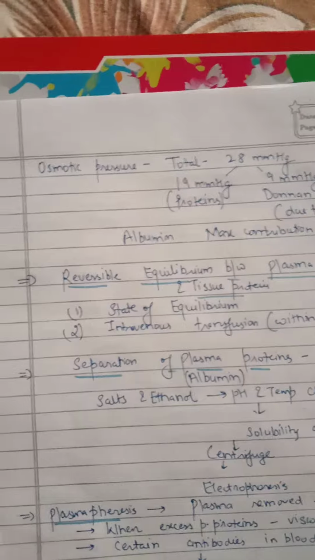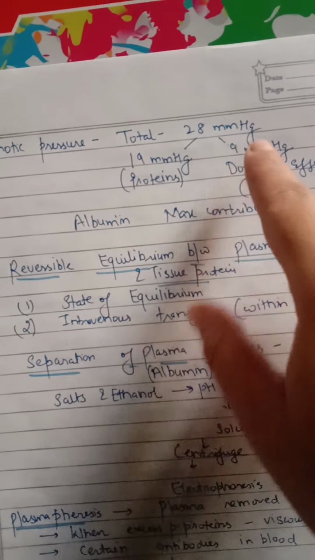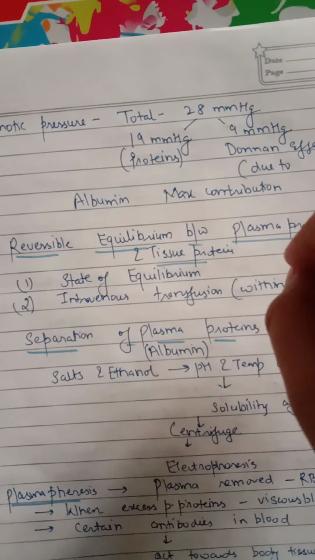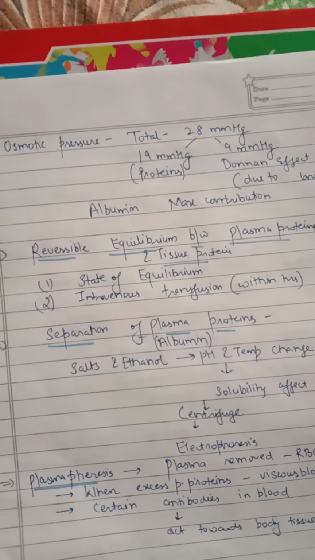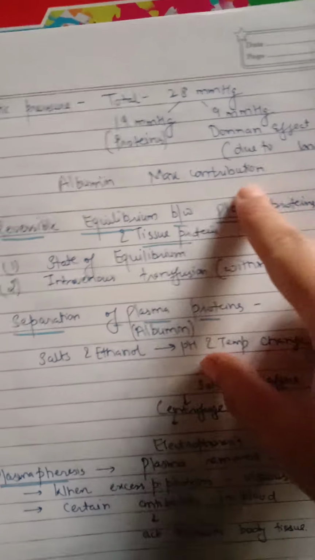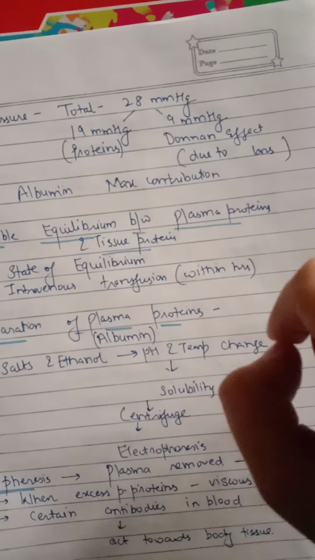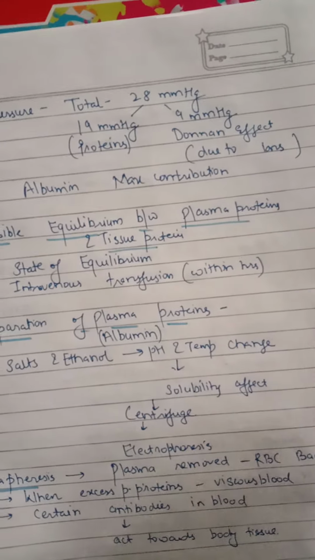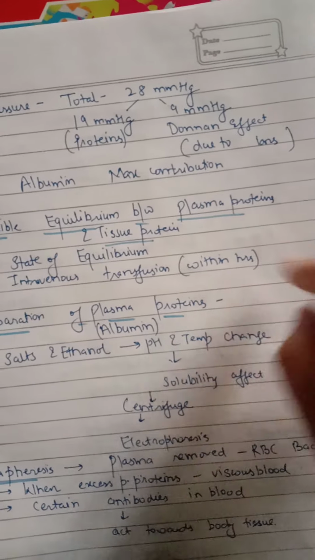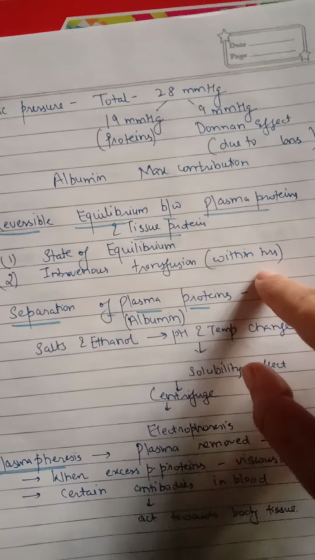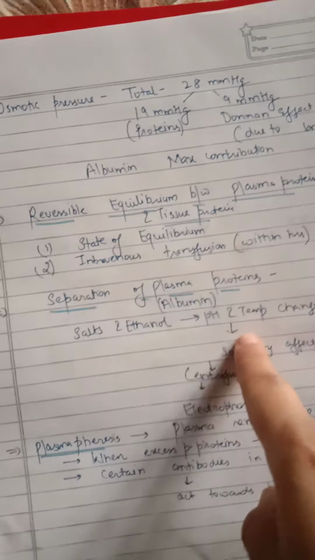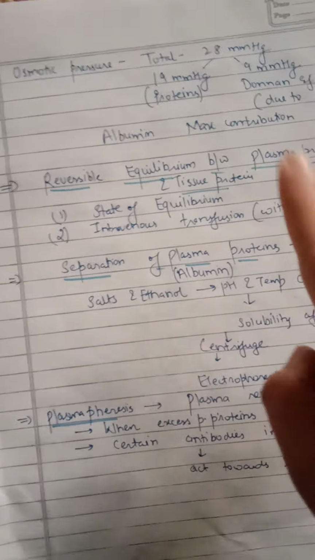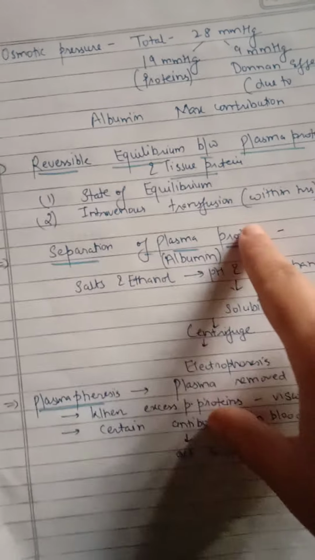Then how much osmotic pressure do they exert? In total 28 mmHg is the total osmotic pressure which is exerted. Of this, 19 mmHg is exerted by the proteins and 9 mmHg is exerted by the Donnan effect. So what is this effect? Besides proteins, ions are also present in the plasma. So they also exert the colloid osmotic pressure. So in totality, they form the 28 mmHg colloid pressure. And as I have already told you, albumin has the maximum contribution to it.